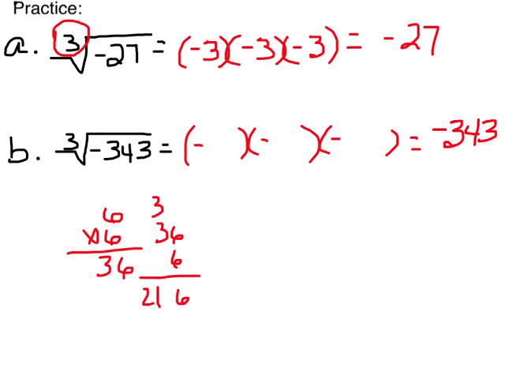That's too small, so let's try 7. 7 times 7 is 49, and 49 times 7, 9 times 7 is 63, 28 plus 6 is 343. So there I have it. My answer is negative 7. Negative 7 is the cubed root of negative 343.